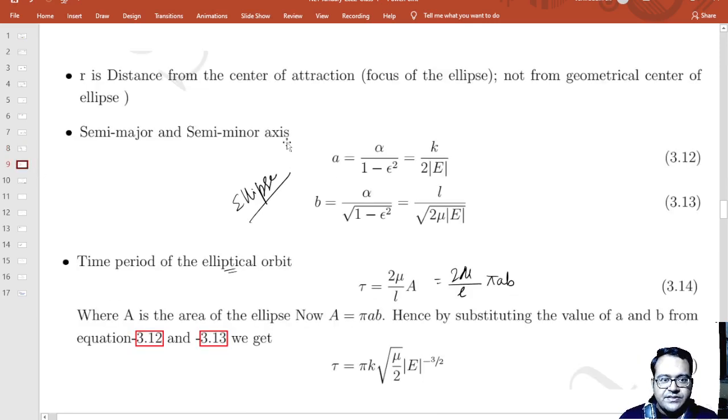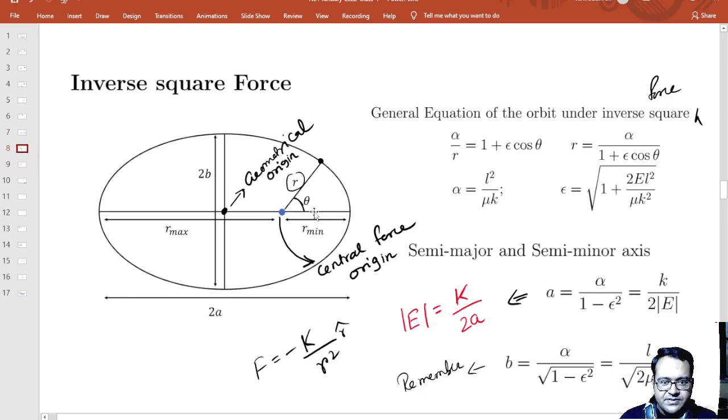There will be other results. Oh, this is the center of attraction. This is the focus, this is the focus. I forget this term. I remember it, but at this time it just didn't come to my mind. So I will write it there.